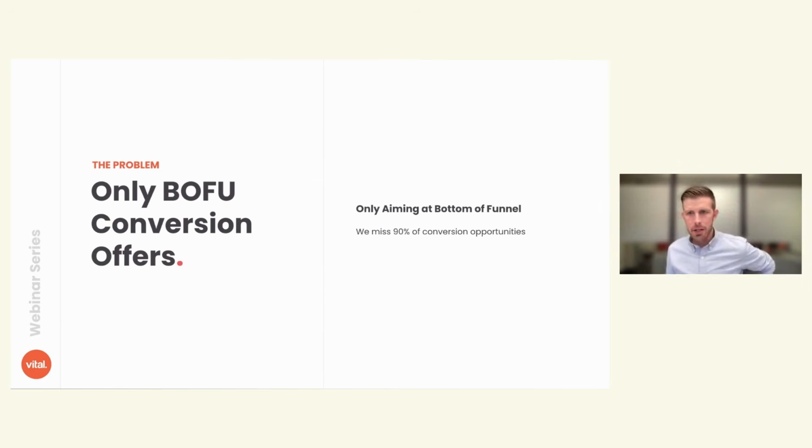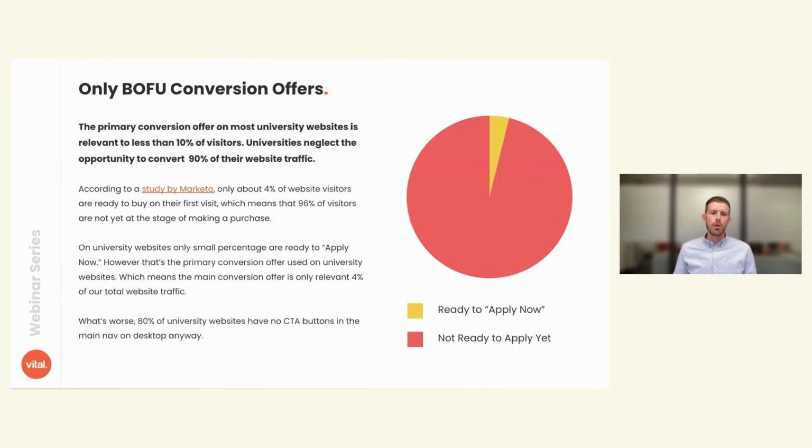All right, winding down here, we're almost there. So one of the last things we want to talk about is only bottom of the funnel conversion offers, only aiming at the bottom of the funnel. So what do I mean by that? On higher ed websites, university websites, the primary conversion offer is usually apply now. That's the main conversion offer you see. That's very prominent. It's throughout the site. That's mostly what's being pushed for, is apply now.